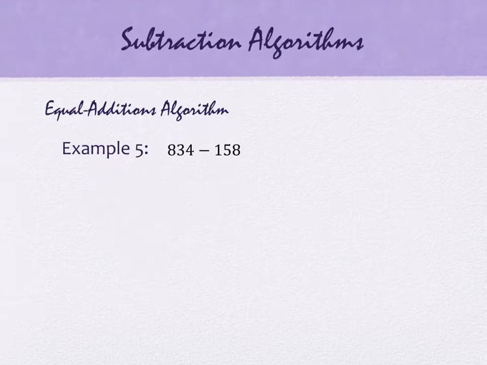The last algorithm: do you remember when we did addition, we had one that was called the opposite change algorithm? So whatever we did to one number, we had to do the opposite to the other number. This is the equivalent of that in subtraction. It's called the equal additions algorithm.